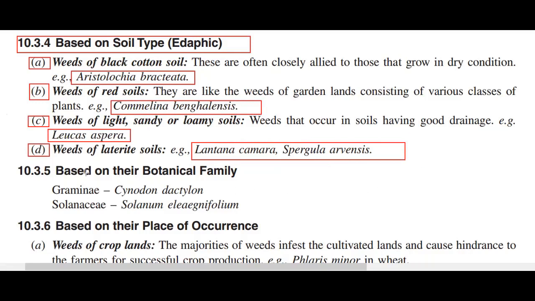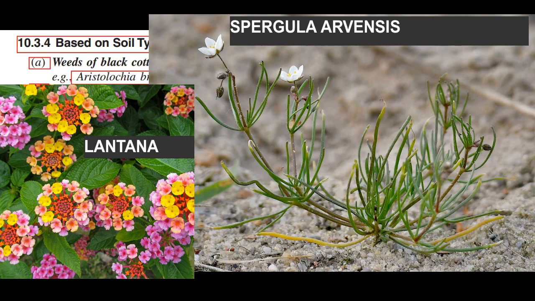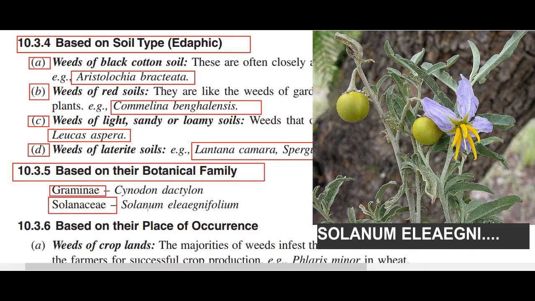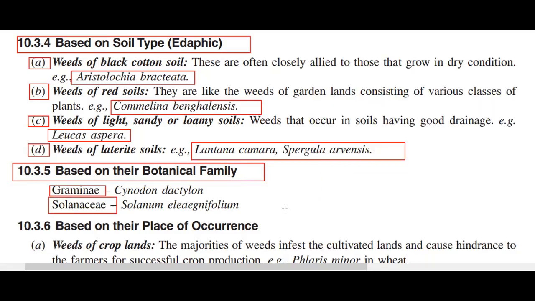And the fifth one is based on their botanical family. According to the botanical family group, there is a vast classification. But as an example, two are given. It's from the Gramineae grasses group, with the example Cynodon dactylon, and the second is the Solanaceae family, with Solanum elaeagnifolium. So two families are given, but there is a vast classification according to family.